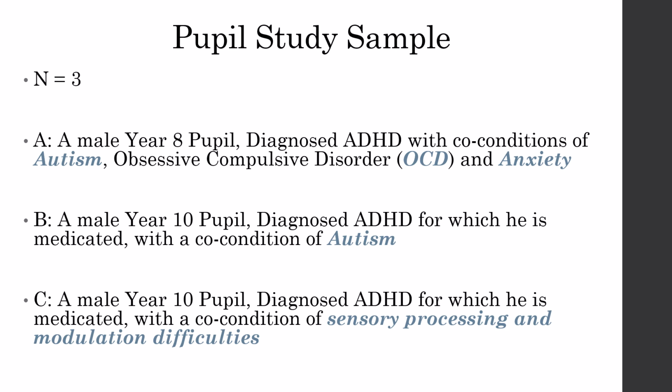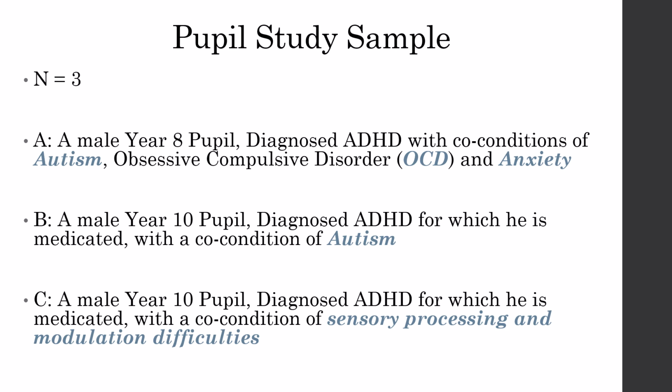Now, all of this teaching has taken place within a single sex grammar school environment, which is the reason for all of these pupils being male presenting. But we can also see here, what's really interesting, is this heavy featuring of pupils with multiple co-conditions. So we can see here pupil A has a co-condition of autism, OCD, and anxiety.